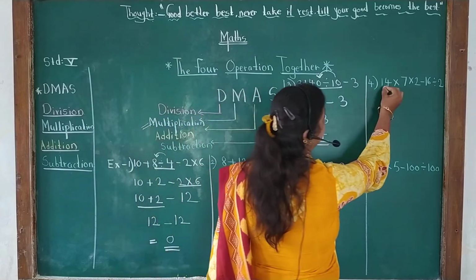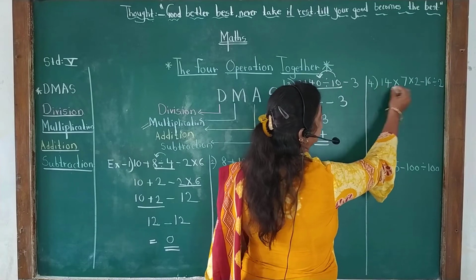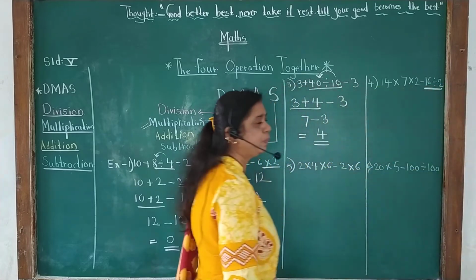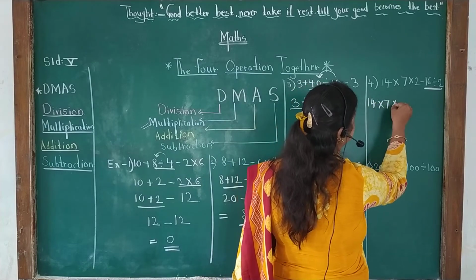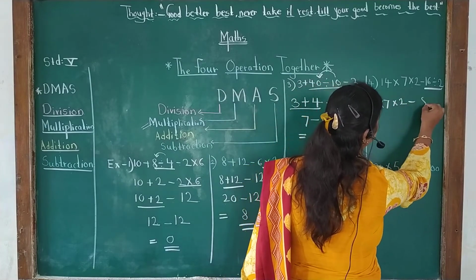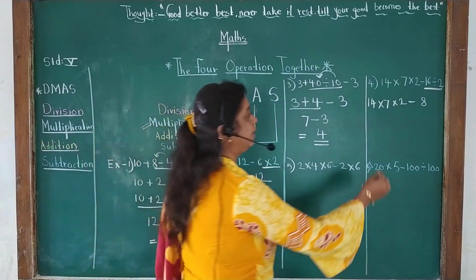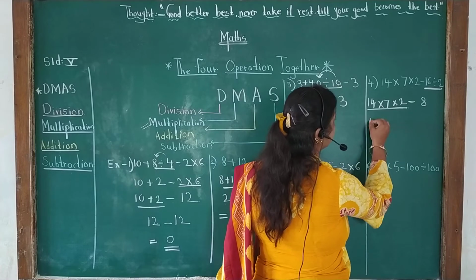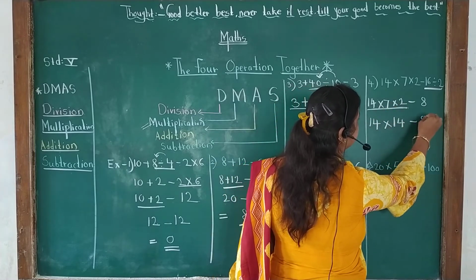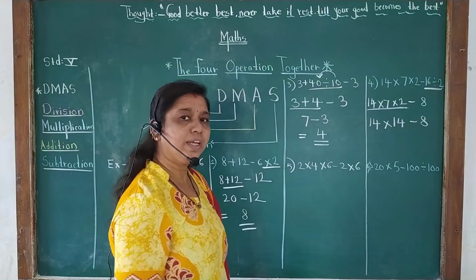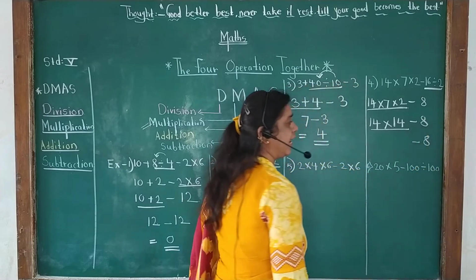See, the fourth one: 14 multiplied by 7 multiplied by 2 minus 16 divided by 2. What do you have to do? First you have to do division. So the remaining will remain as it is. Now see what you have to do. Here 3 multiplications are there. So 14 will remain as it is, 7 2s are 14, minus 8. Now again you have to do the multiplication of these, and minus 8 will remain as it is.